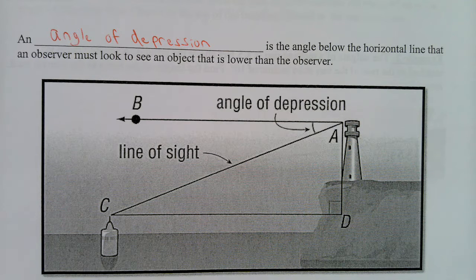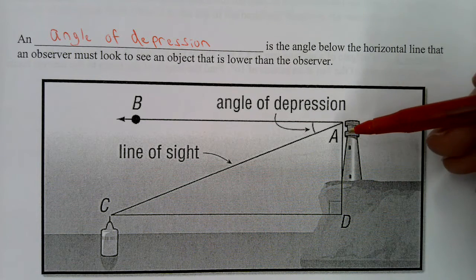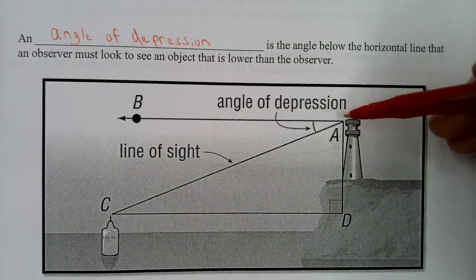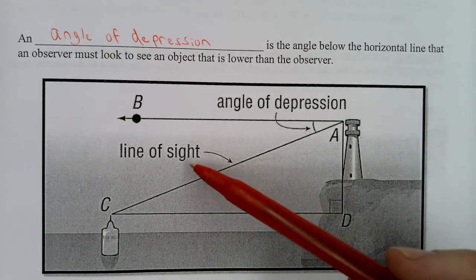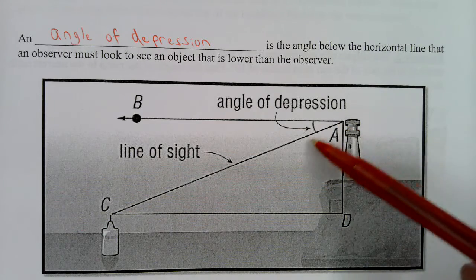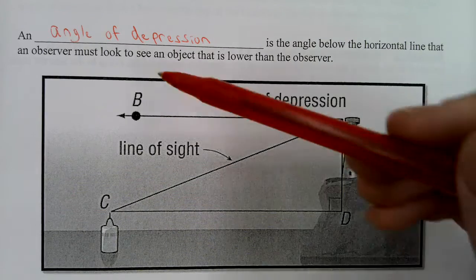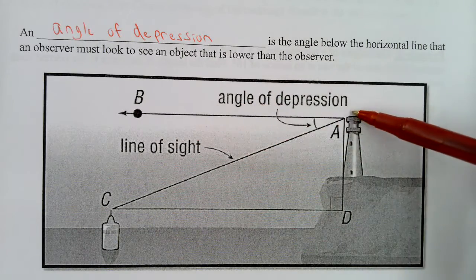So, for example, let's say you're at the top of, I think this is a lighthouse. It looks like a lighthouse. So let's say you're at the top over here and you're looking down at the ocean. This would be your line of sight. And this is the angle of depression right here. It's the angle below the horizontal line coming from your eyesight. Below the horizontal line.